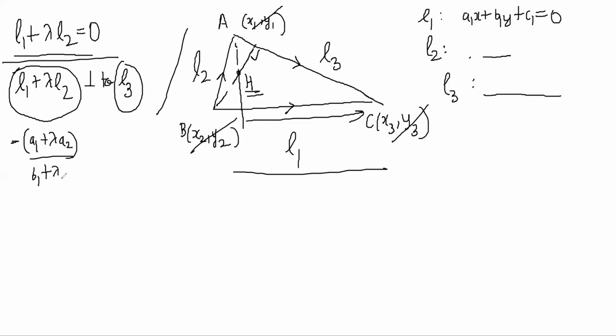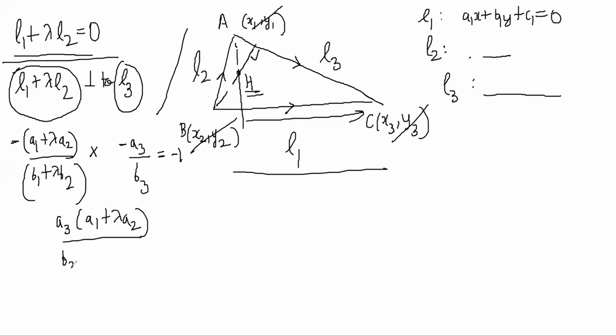B1 plus lambda B2, right? Multiplied by the slope of L3, which is minus A3 by B3, should be equal to -1, correct? So you get A3 into A1 plus lambda A2 by B3 into B1 plus lambda B2 is equal to -1.